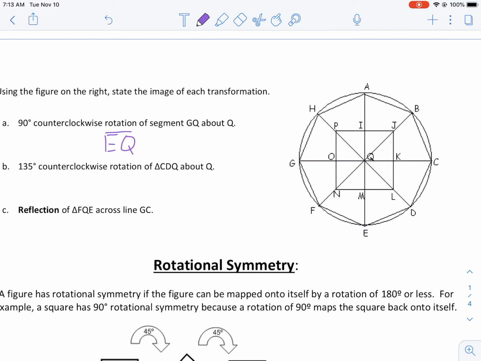So you just got to think about how it's turning. This one says 135-degree counterclockwise rotation of triangle CDQ. So let's think about that here. CDQ is that triangle. Now, what is 135 degrees? Well, if you don't know, you can always divide by 360. So if we do 135 divided by 360, we get 0.3758.